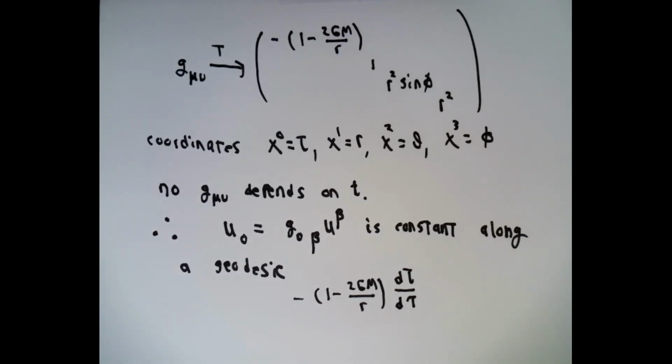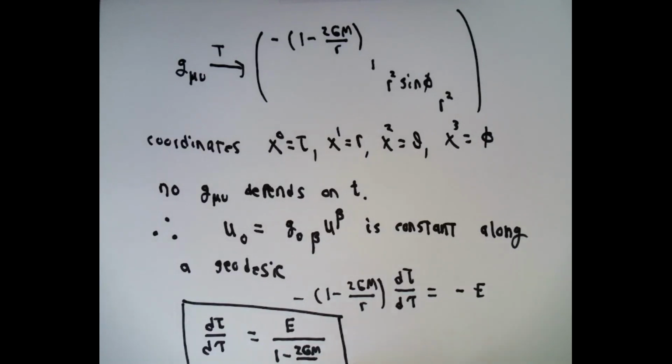Of course, it shouldn't involve the letters G, M, R, T, or tau, and probably not D either. I'm going to call this value, which is a constant, the negative of E. Along a geodesic, dt/d tau will then equal E divided by 1 minus 2GM over r.